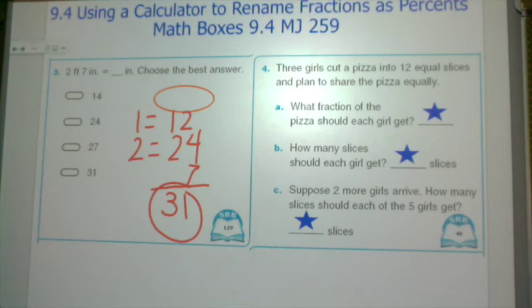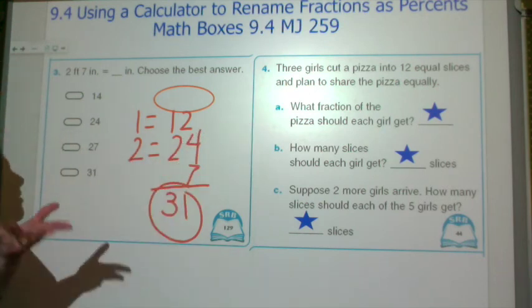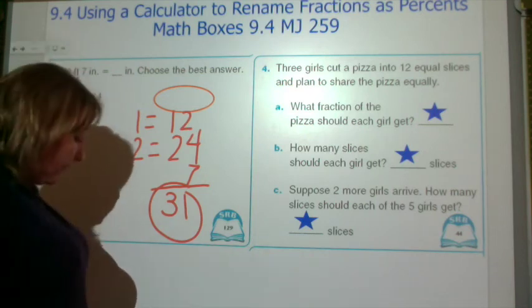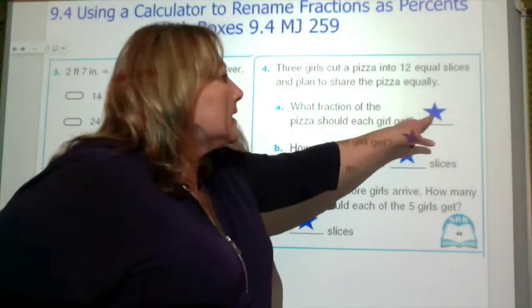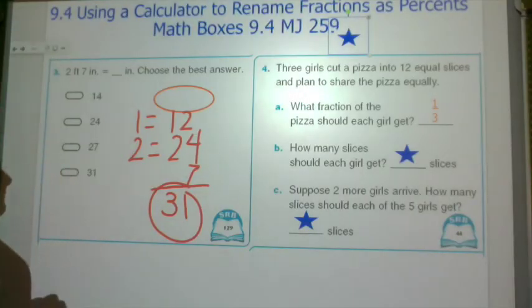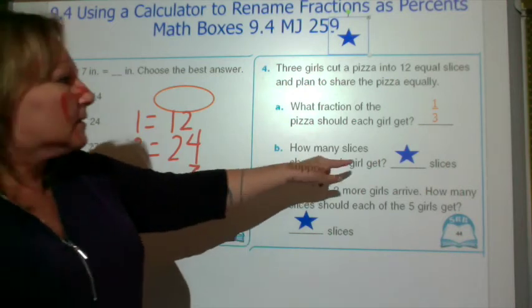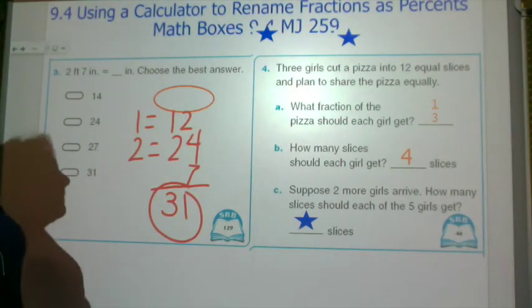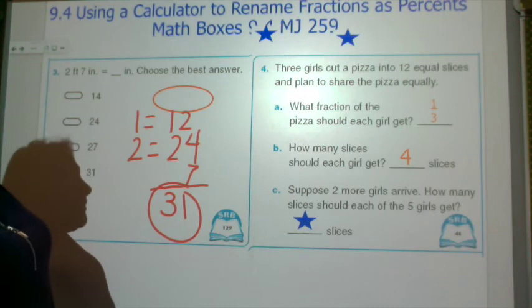Number 4, 3 girls cut a pizza into 12 equal slices and plan to share the pizza equally. What fraction of the pizza should each girl get? How many girls are there? There are 3. How many pieces of pizza altogether? There are 12. So that means each girl would get 1/3. How many slices will each girl get? Wonder how we got 4 slices. Hopefully you're kind of figuring out what we're doing here.